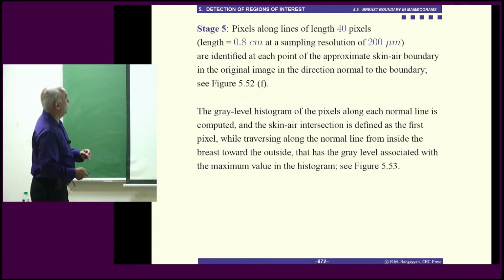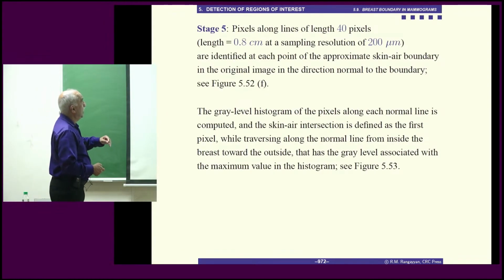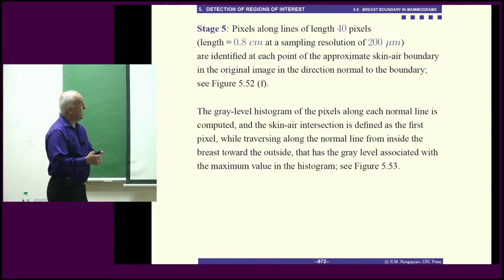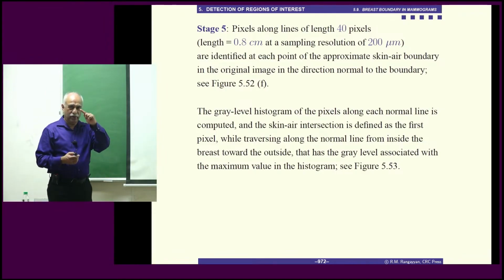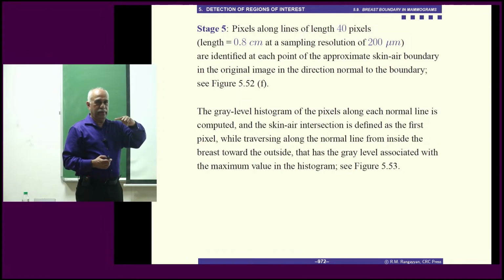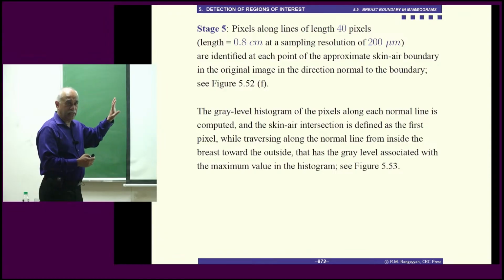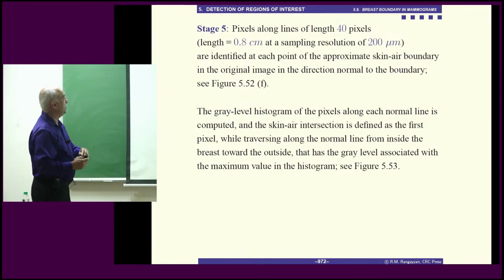And then pixels along lines of length 40 pixels are identified at each point of the approximate skin-air boundary in the original image, in the direction normal to the boundary. So you draw perpendiculars to the tangent at every point along the contour. That's the initial contour. We are going to adjust that contour.